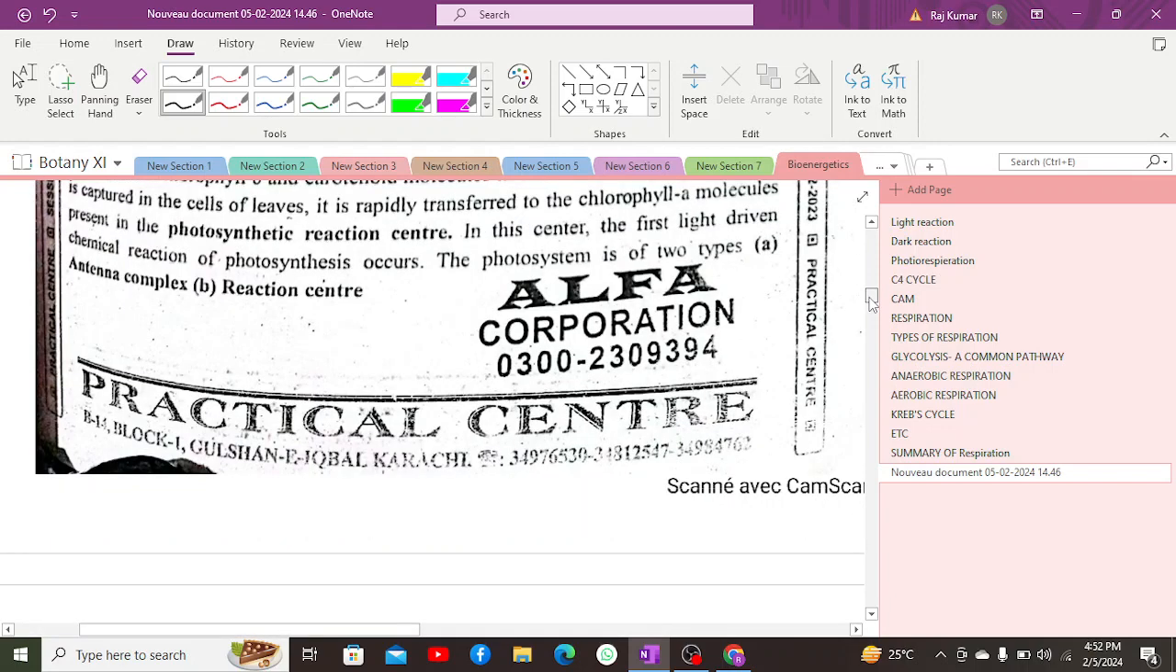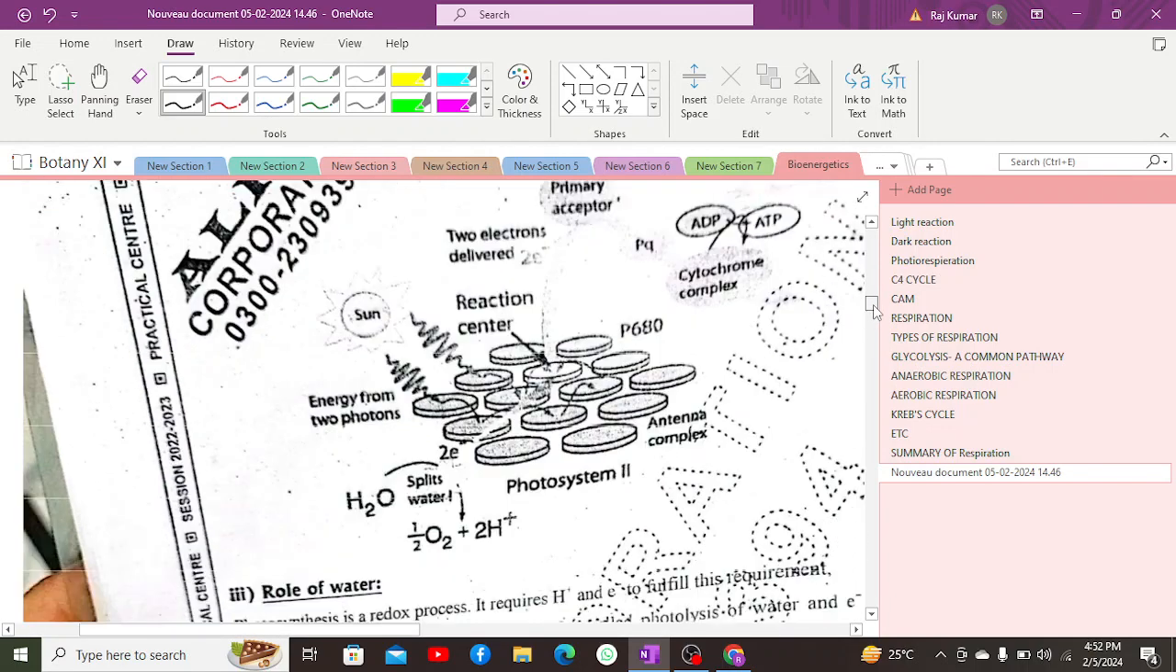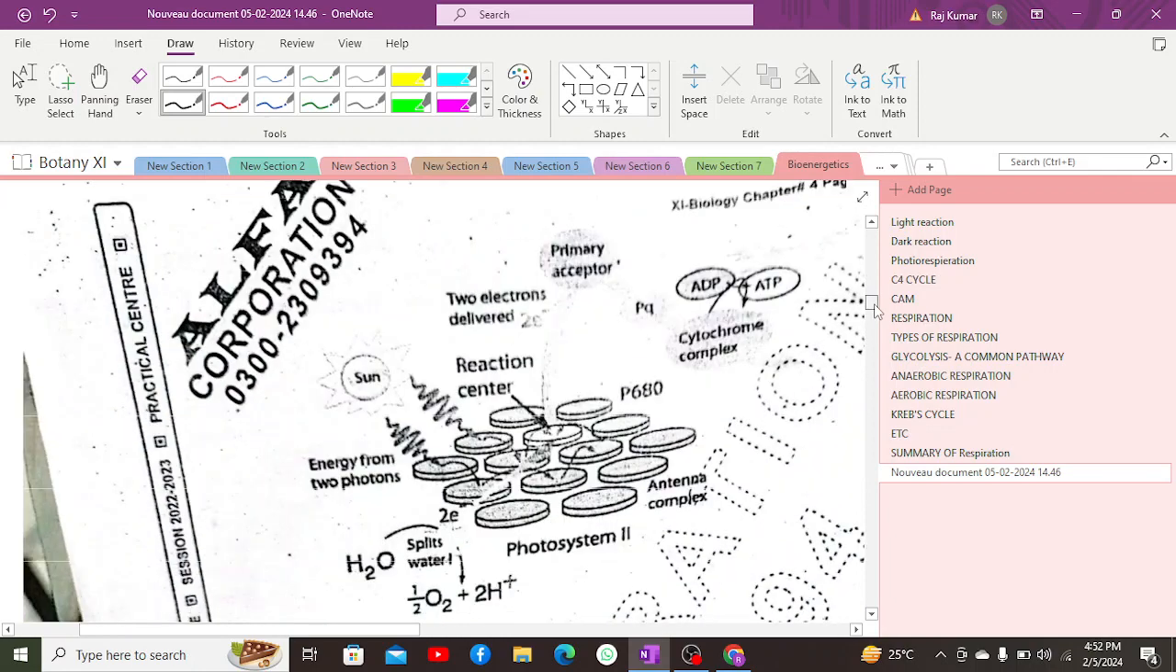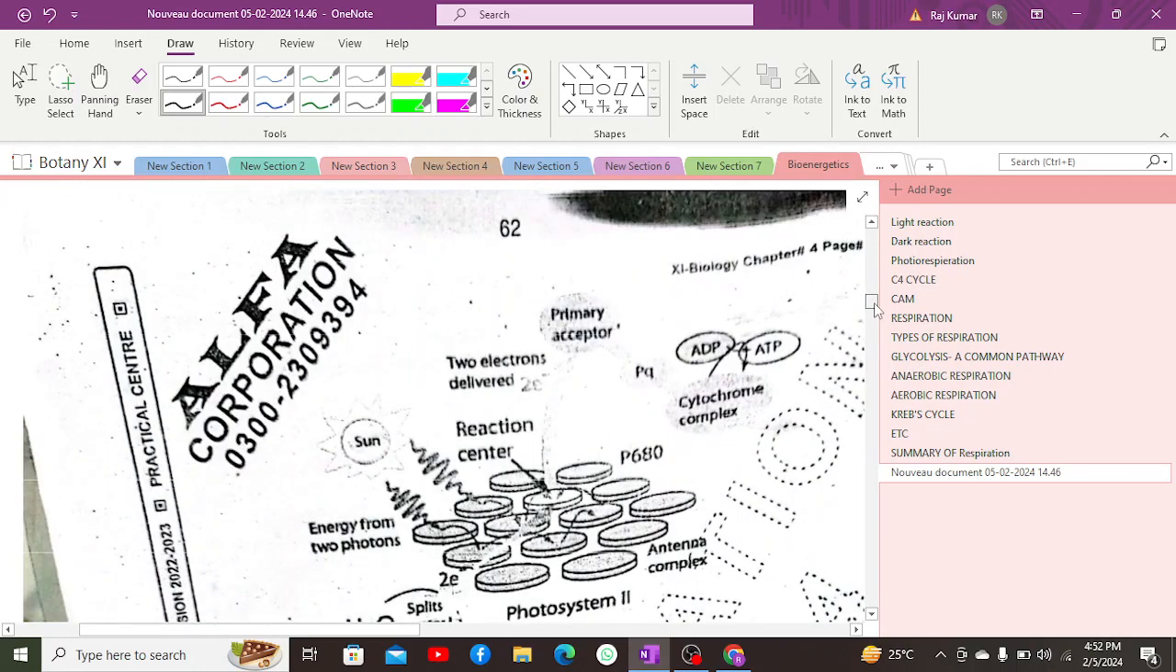The photosystem is of two types: antenna complex and reaction center. Here, as you can see in the diagram, sunlight is poured over the antenna complex, which, after absorbing the light, transfers that light energy to the reaction center, which is a chlorophyll A, which loses its two electrons which are delivered to the primary electron acceptor.